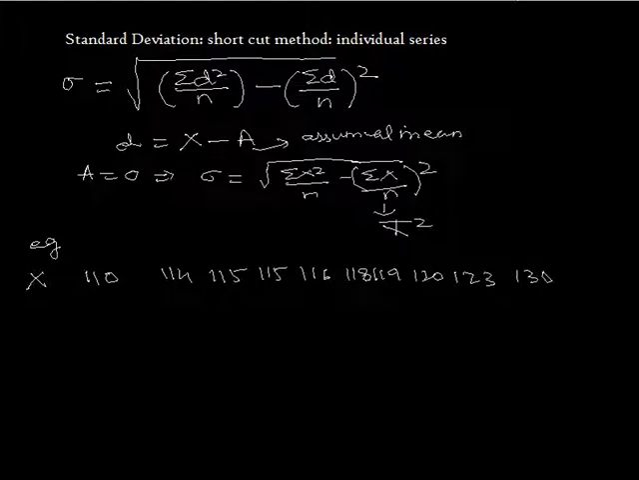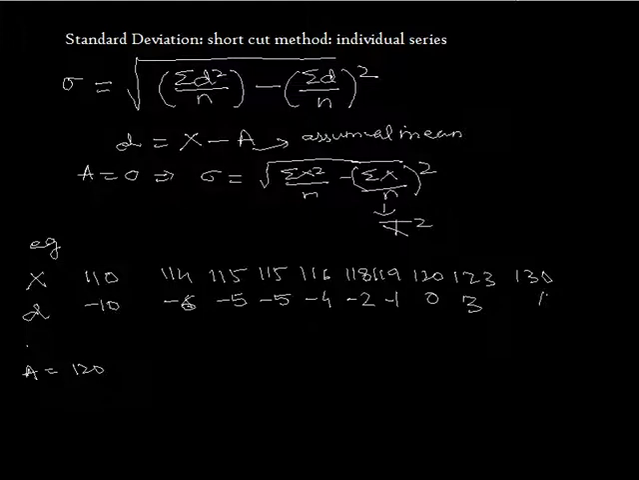Now let's look at d. Let's assume our mean to be 120. If we assume mean to be 120 unit of money, so d is minus 10, minus 6, minus 5, minus 5, minus 4, minus 2, minus 1, 0, 3 and 10. Okay, so now what is d square?